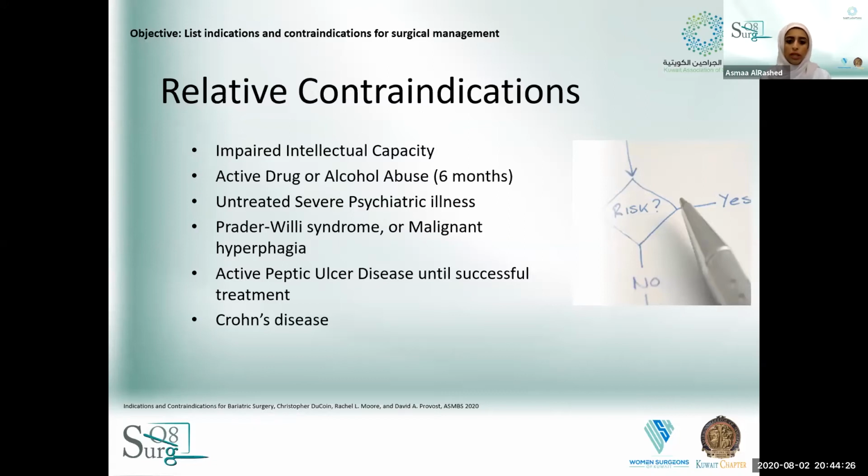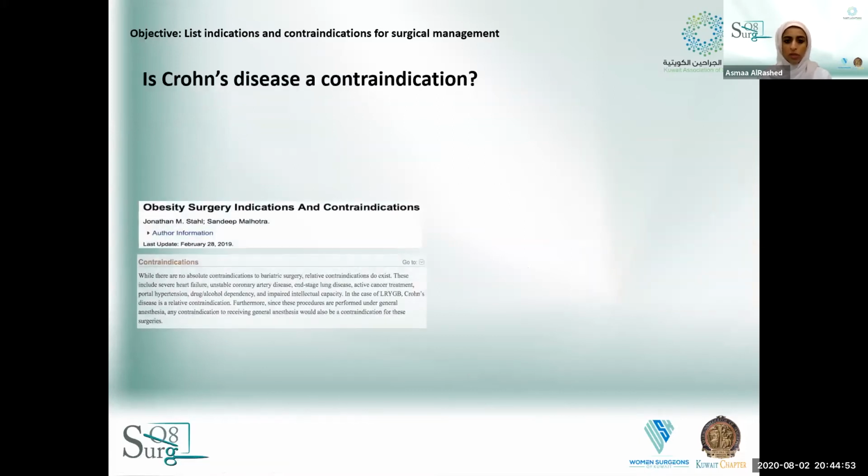Now, Prader-Willi syndrome and its hyperphagia: surgeons are usually reluctant to operate on these patients because the hyperphagia will not be treated. But if you have the proper setup, you should not deny these patients the benefit of the surgery. As we said, peptic ulcer disease, you can operate on them, but after you treat it. And then Crohn's disease, we'll talk about Crohn's disease here in a second.